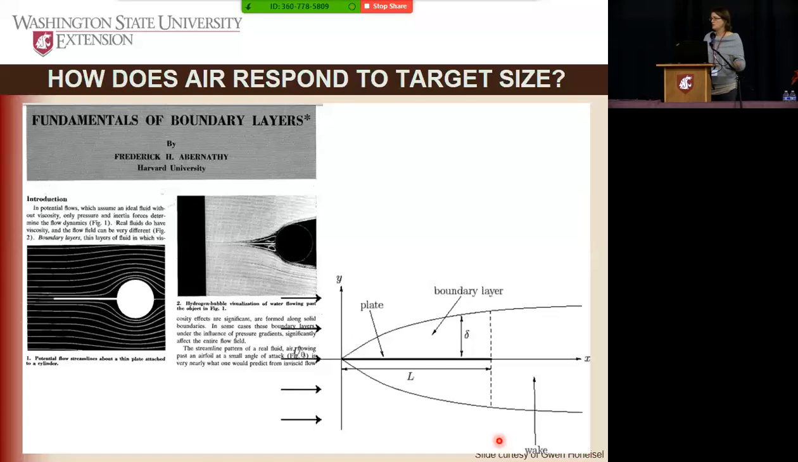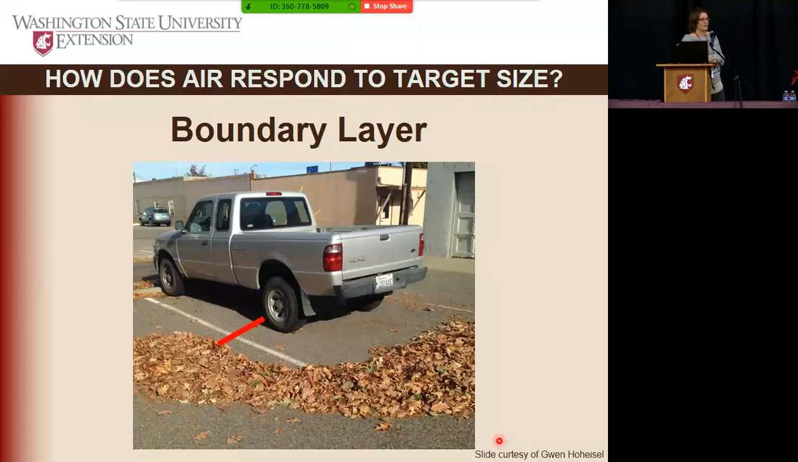This is old. There's a topic of science called the fundamentals of boundary layers. Boundary layers are just there. It's what controls airplanes and everything else. I'm not making it up. You can study it through a bunch of equations, but it's way more fun to look at it through my truck, right? So this is my pickup truck.